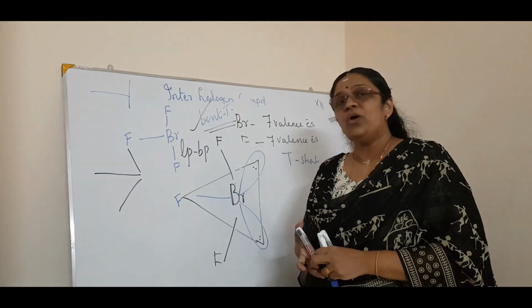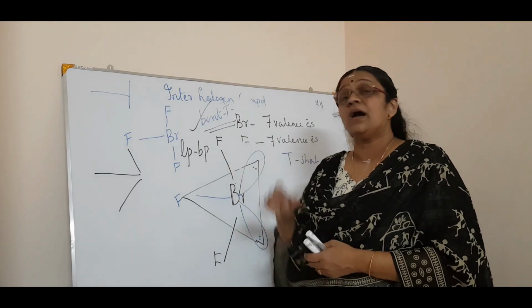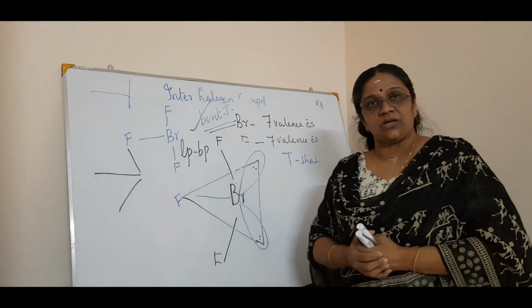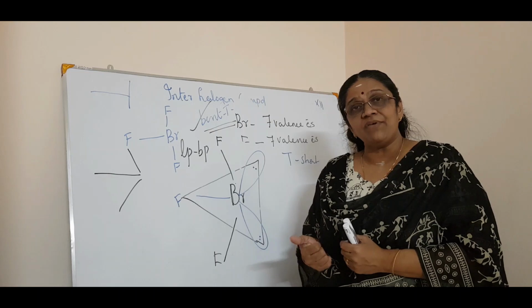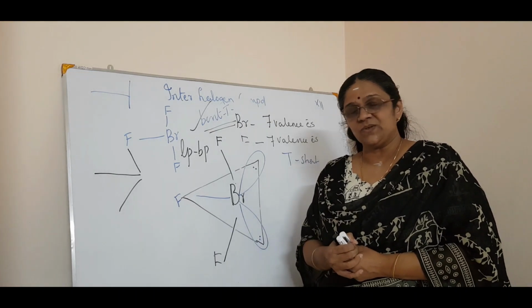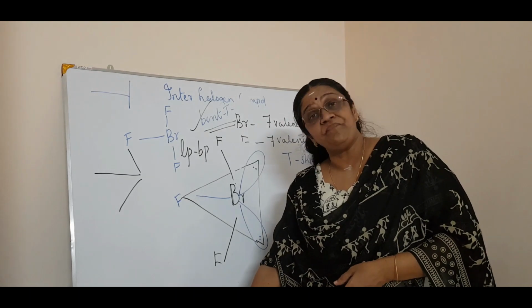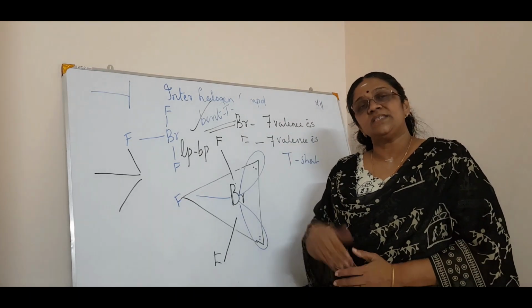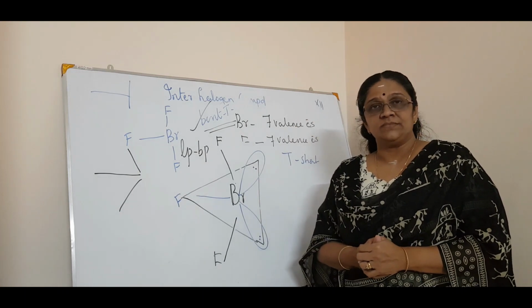So that is how you derive the structure of BrF3 as a trigonal bipyramidal structure, or you can say it has a bent T-shaped structure. So that's all about the 17th group, that is the halogen family.